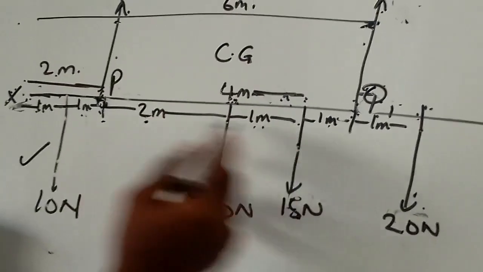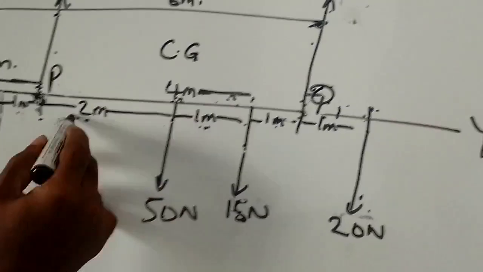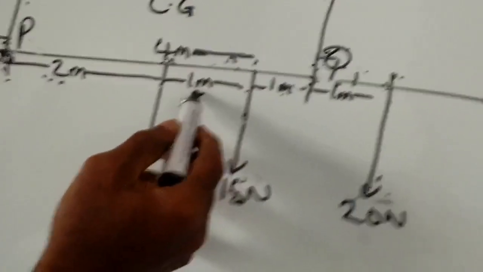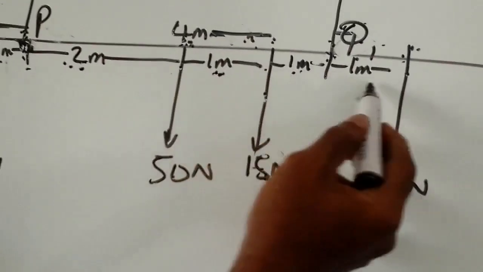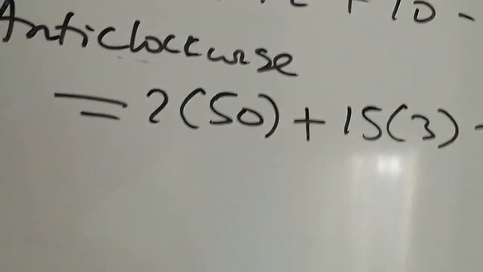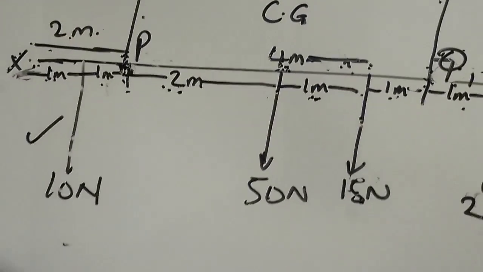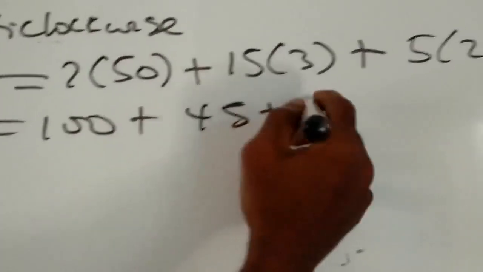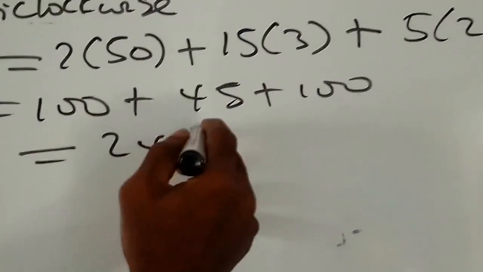The distance from 15 Newton to the pivot is 2 and 1. 2 plus 1, that is 3. That becomes 15 times 3 plus again. And that force there is 20 Newton. The distance between the 20 Newton and the pivot is 2 plus 1, 3 plus 1, 4 plus 1, 5. That becomes 5 times 20. So we take a look at our work and see there's no mistake in it. Solving it out, we're going to have 100 plus 45 plus 100, and that will give us 245.